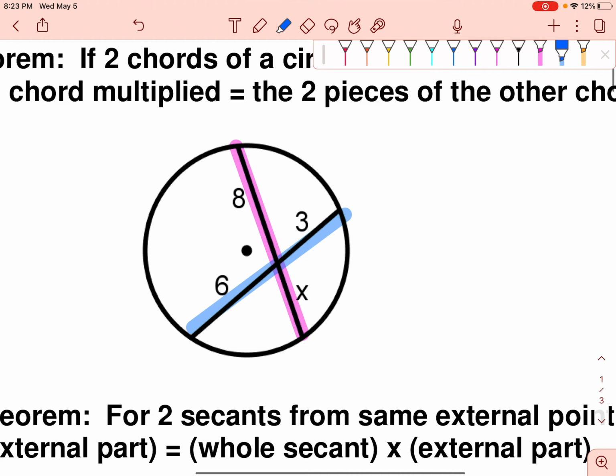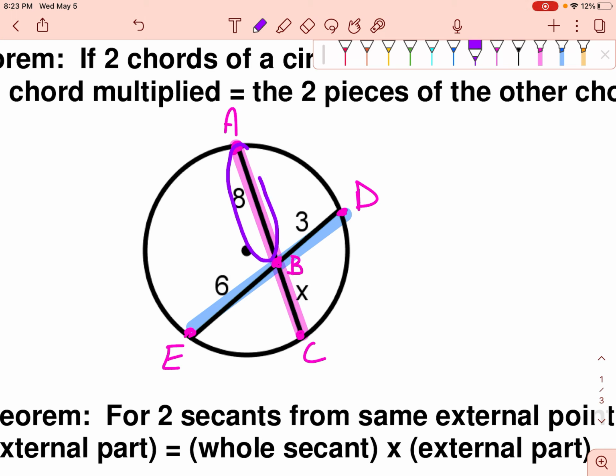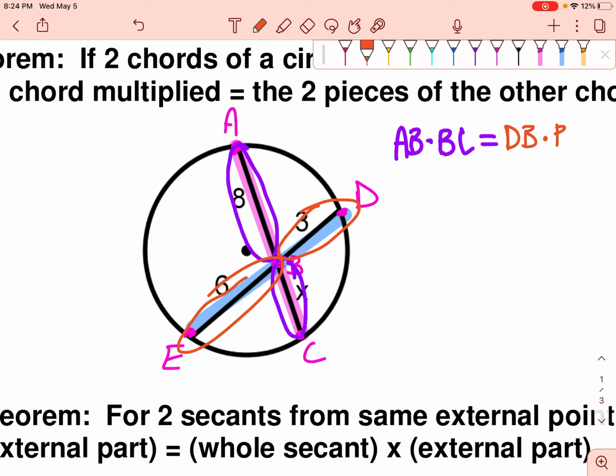So this is what it means. Let's put some points in here, namely A, B, C, D, and E. When you multiply the two pieces of one of the chords, so AB times BC, that's going to be equal to when you multiply the two pieces of the other chord, DB times BE.